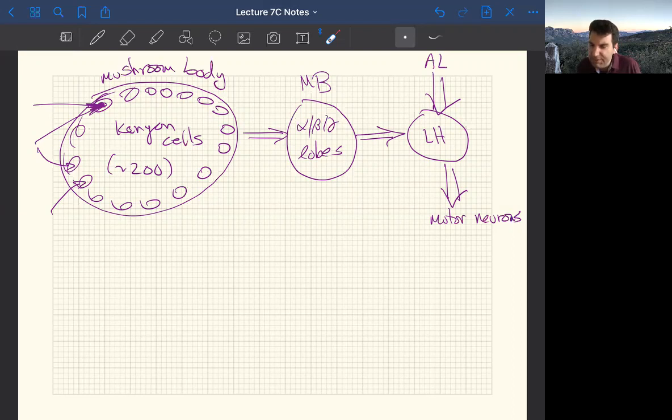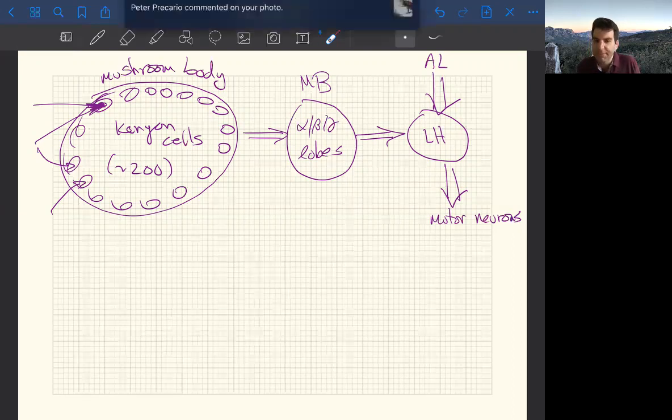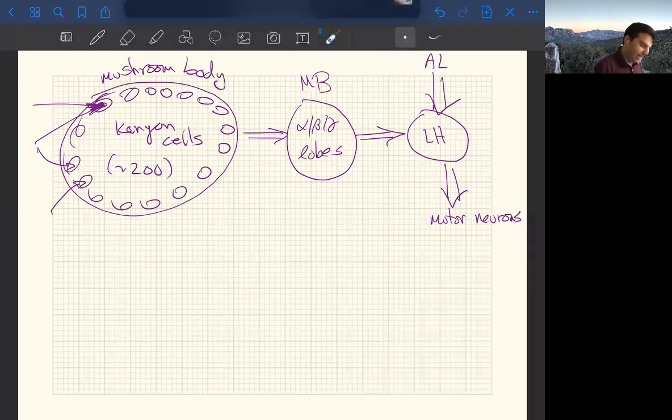I cannot get the point why Kenyon cells in the mushroom bodies can't impact the bee. I don't know what you mean by they can't impact the bee, but well, let me get to what we think is going on.